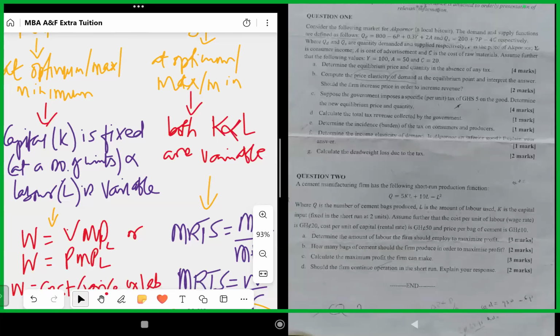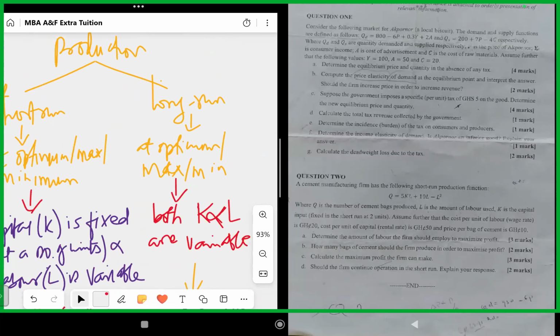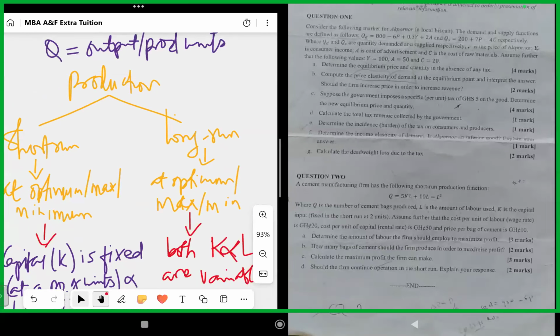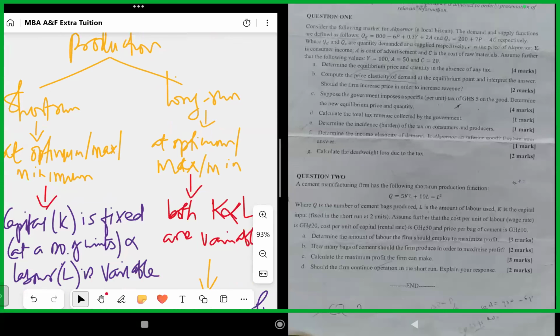So let's go to our question, which is on the right. Okay, we are reading question 2. Whenever you are given a question, the first thing to do is to read the requirements, the A, B, C, D, whatever you're asked to find. Because in a production question, you must first ascertain whether it's a short run or long run before you start. And you can identify that by reading the requirement first.